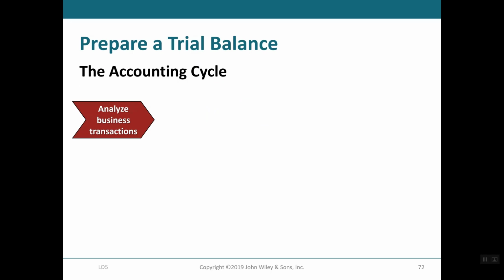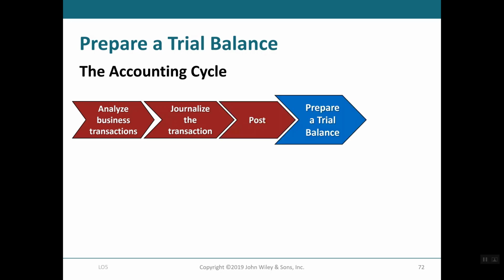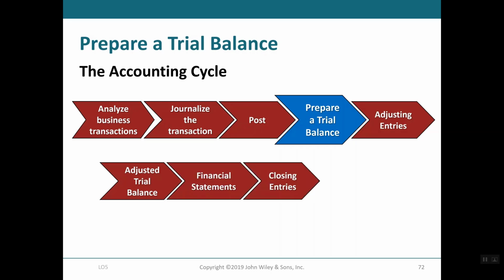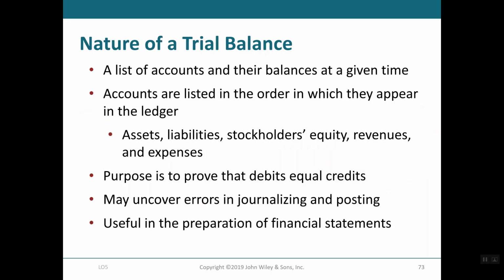All right, so the last thing we're going to do for this class is to prepare a trial balance. Again, we're going through the accounting cycle so that you know where we are per time. So analyze the business transaction, journalize, post. Now we're going to prepare the trial balance. In the next class, chapter 4, we're going to do adjusting entries, adjusted trial balance, the financial statements, closing entries, and post-closing trial balance. Okay, so let's deal with preparing the trial balance.